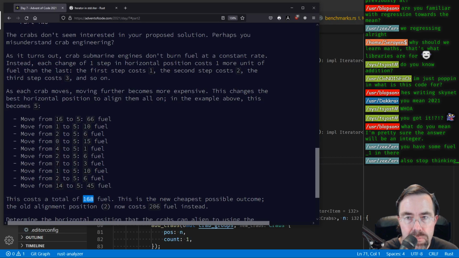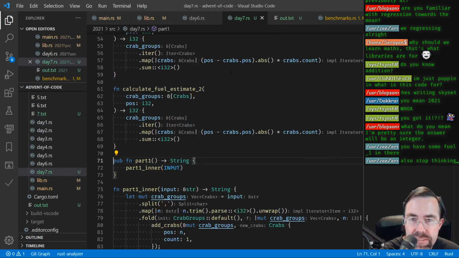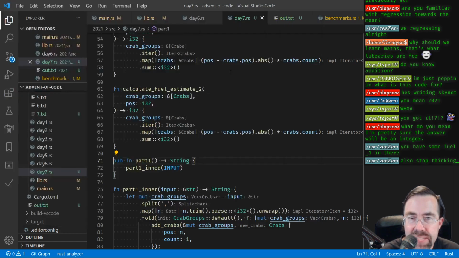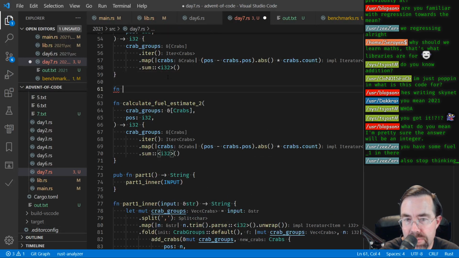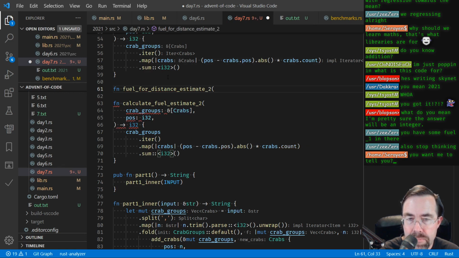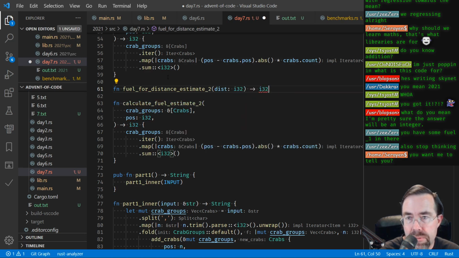It's like 1 plus 2 plus 3 and so on. So what's a convenient way of calculating that? I guess there must be an easy way to calculate for n what is 1 plus 2 plus 3 up to n. I can't think of it, so I'm just going to cheat and make a function to do it. So fuel for distance, estimate 2. Distance i32, give me some fuel.